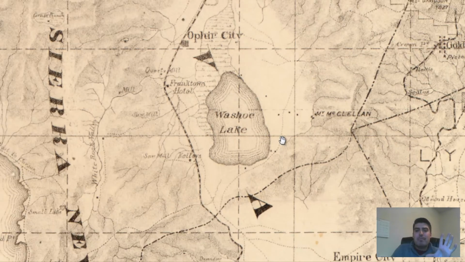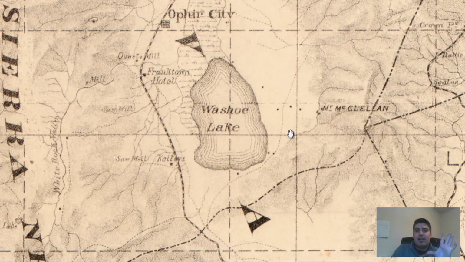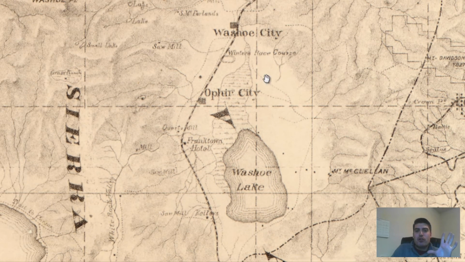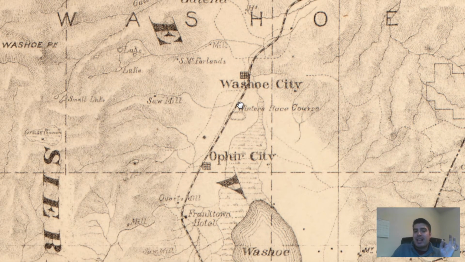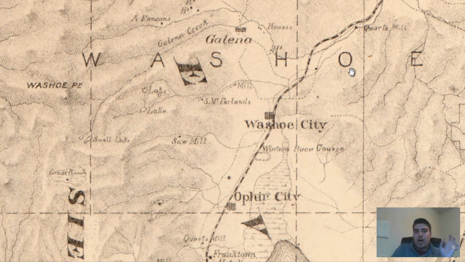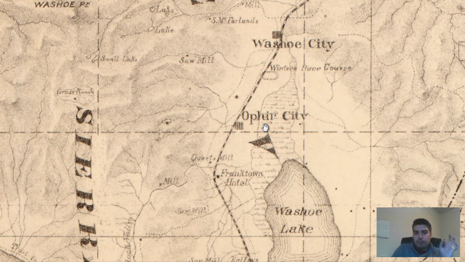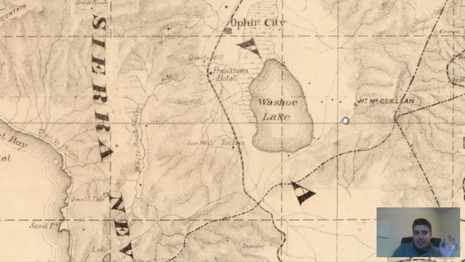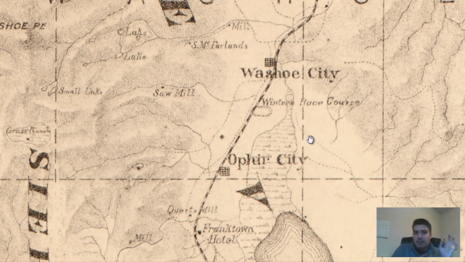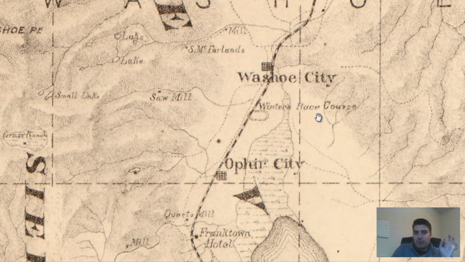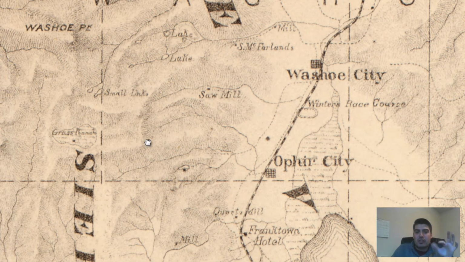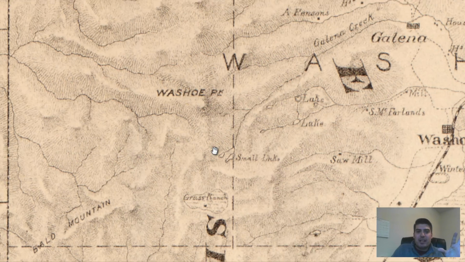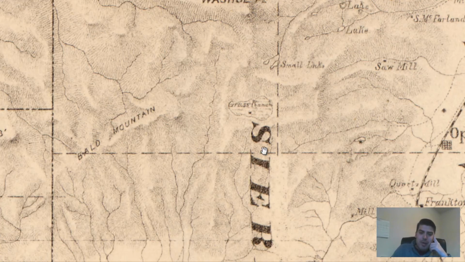And remember how we mentioned the Washoe tribe? Look right here, Washoe Lake. You go to the north, Washoe City. That's exactly how you spell that Native American tribe in the area. Look at this, Washoe in big text. So you can see right here that lake is labeled, and here's a winter's race course. So there's a race course right here by Washoe City. Here's sawmills labeled. Here's Washoe Peak. Man, this map is unbelievable, guys.